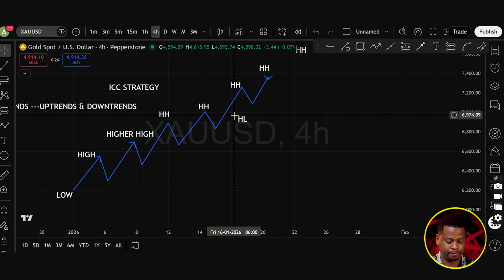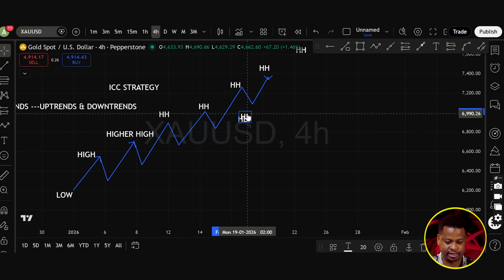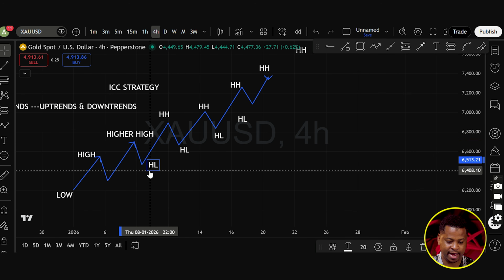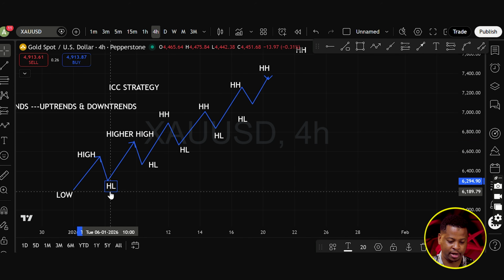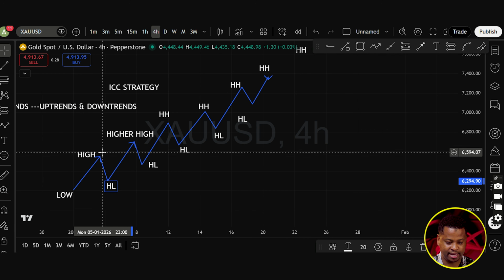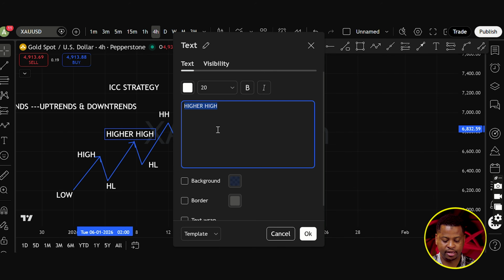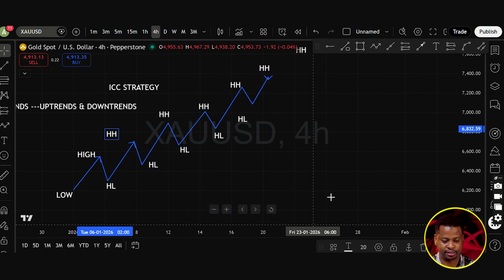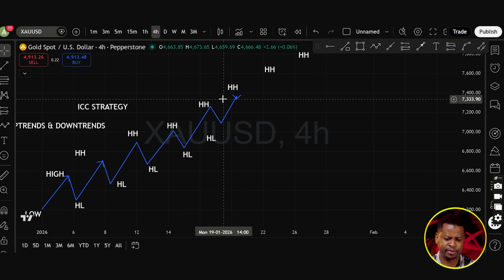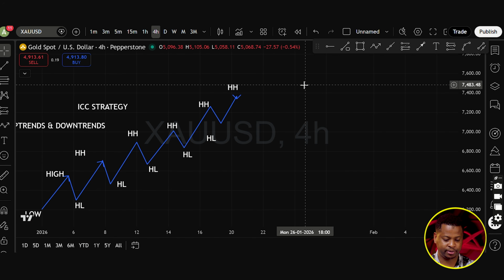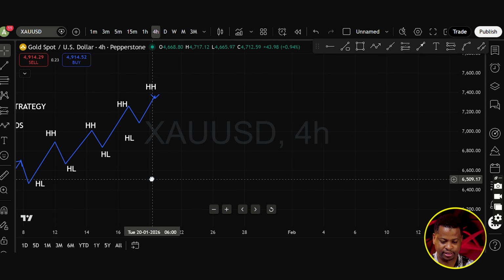So take your time, look at what I've just drawn right here, and understand it. Why is it called a higher high, and why is it called a higher low? This is a low, this is a high. This high is higher than this one. This high is higher than this one. So at the end of the day, there's one thing you're going to realize, guys. This movement is going to be depicted in all time frames, and I'll explain that in a few. So this is what happens.